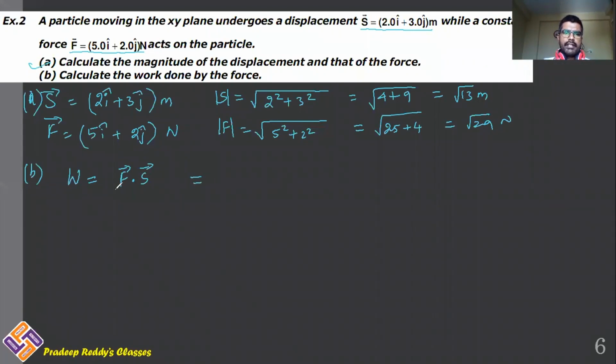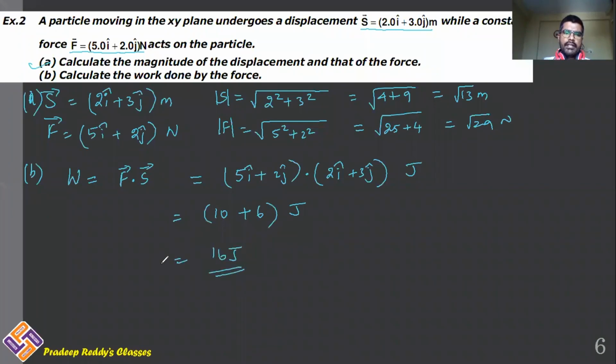Dot product of these two vectors, I can just substitute the vectors here. F bar is equal to 5 i cap plus 2 j cap, dot product with displacement, 2 i cap plus 3 j cap, in joule. This gives you 5 times 2 is 10, i dot i is 1, plus 2 times 3 is 6, j dot j is equal to 1. It is equal to 16 joule. Work done is equal to 16 joule, and it is positive.